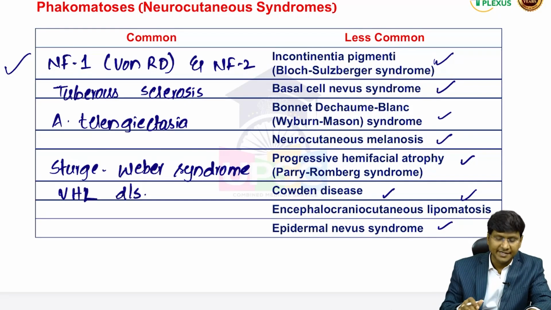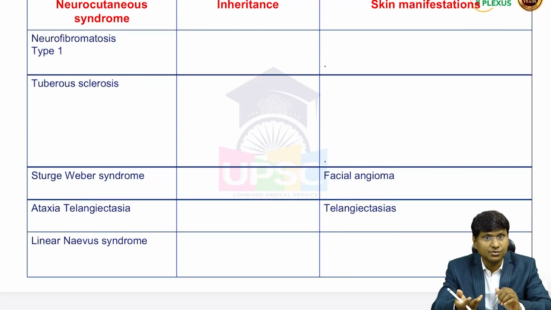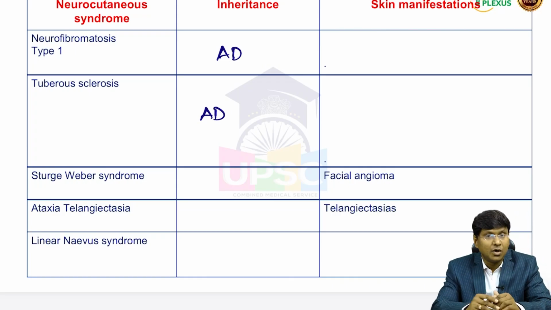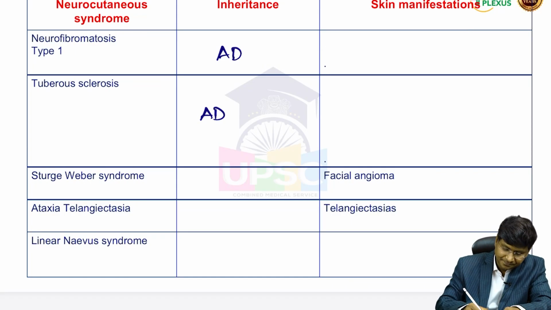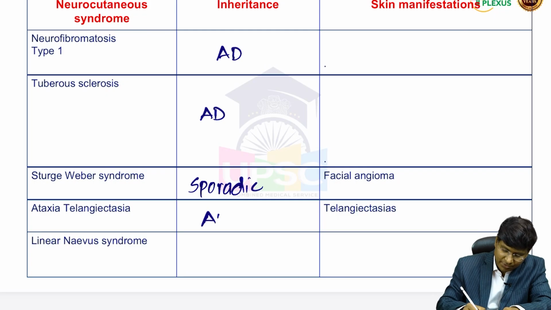If you take the inheritance of all these neurocutaneous syndromes, neurofibromatosis type 1 is autosomal dominant. Tuberous sclerosis is also autosomal dominant. Sturge-Weber is sporadic in nature. Ataxia telangiectasia is autosomal recessive. And linear nevus syndrome is sporadic in inheritance.